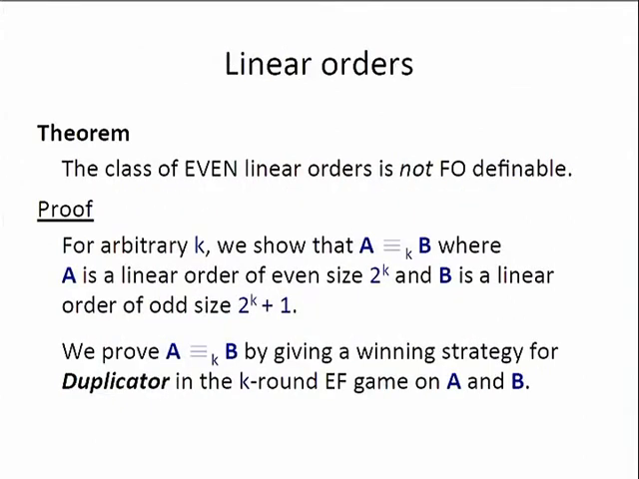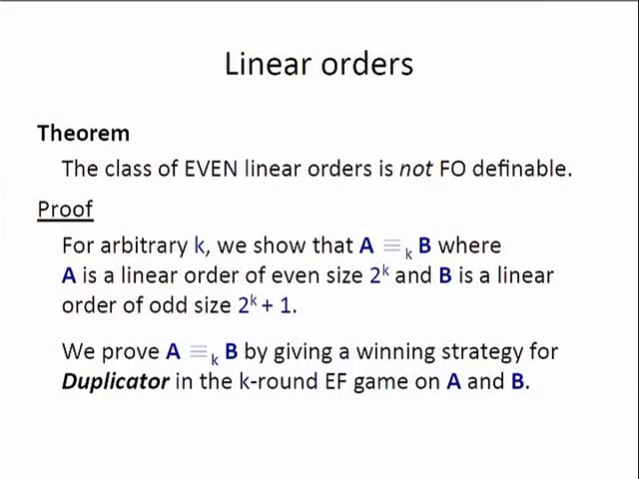Okay, so the first example I want to look at is the class of even finite linear orders. I want to show that this is not definable in first-order logic. So a linear order is just a structure, and here I'm always talking about finite structures: a finite set together with a linear order on that set. And by even, I just mean that there's an even number of elements. So the class of even linear orders is not first-order definable.